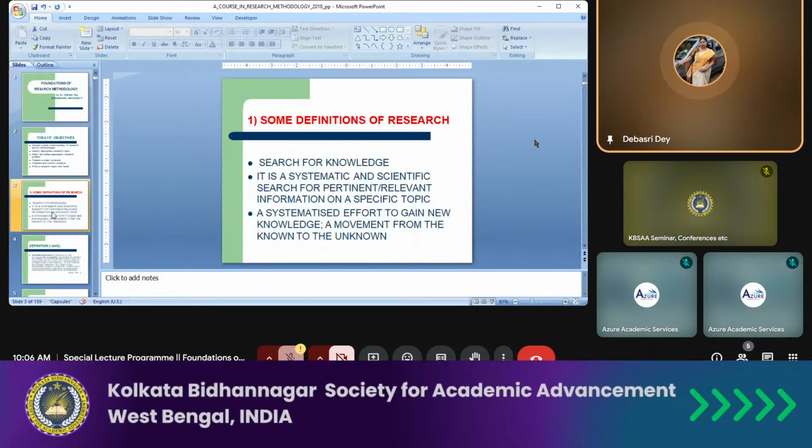There are a number of definitions of research. I covered some of the definitions in some of my slides, 2, 3, 4, etc. But first, I want to explain in my own words what a research is.